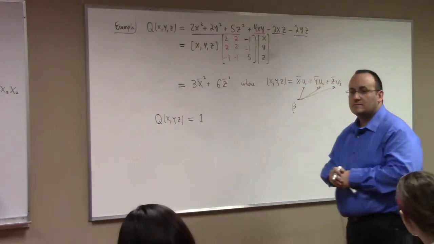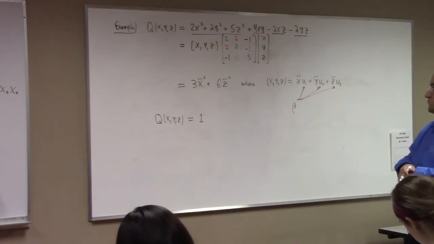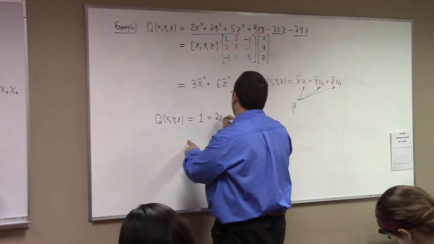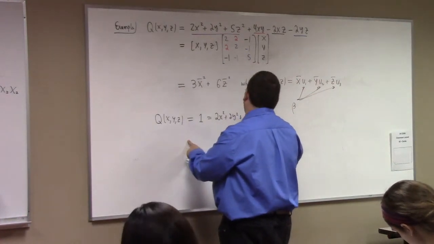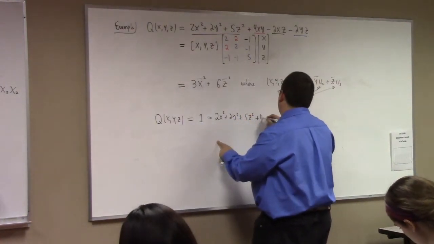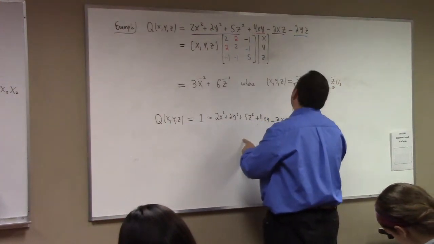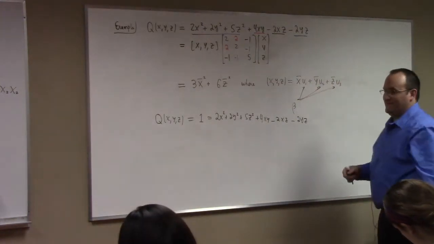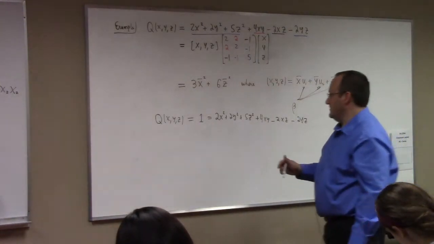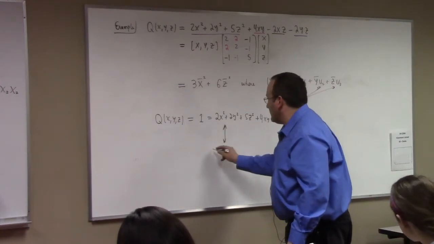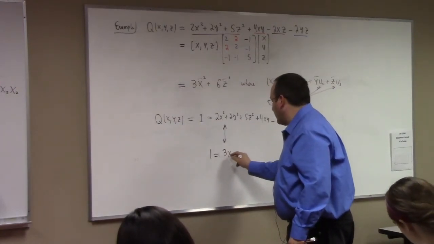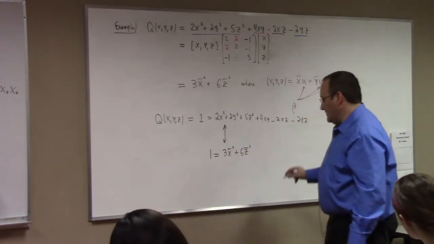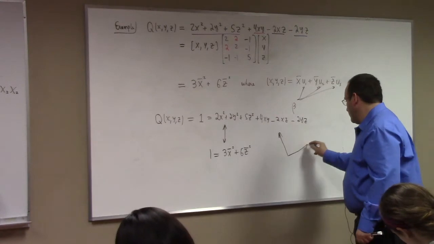What is it? I mean, on the one hand, it's 1 is equal to 2x squared plus 2y squared plus 5z squared plus 4xy minus 2xz minus 2yz. Oh, what is that? Well, that in eigencoordinates is 1 is equal to 3x bar squared plus 6z bar squared. And you see you can draw a picture.